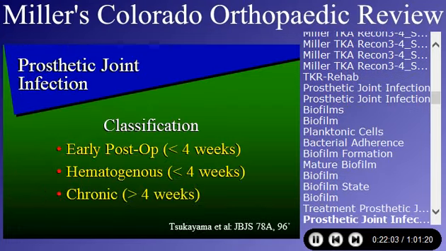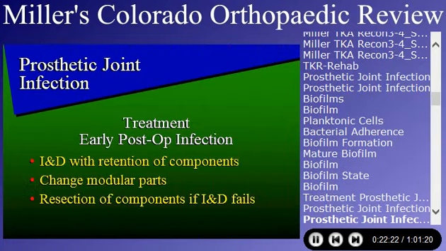So in terms of prosthetic joint infection, you divide them into early post-op infections, less than 4 weeks; hematogenous infections, where the knee has been in for 4 or 5 years and the infection's been around less than 4 weeks; and then anything after that, greater than 4 weeks, is called chronic because you're in a biofilm state. So in terms of treatment, it's quite logical now.